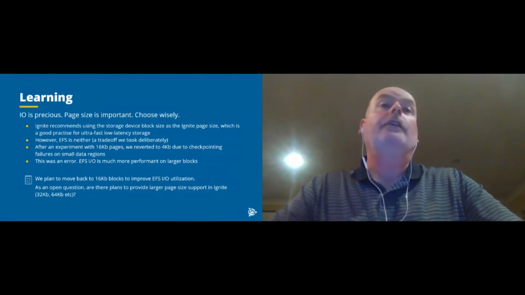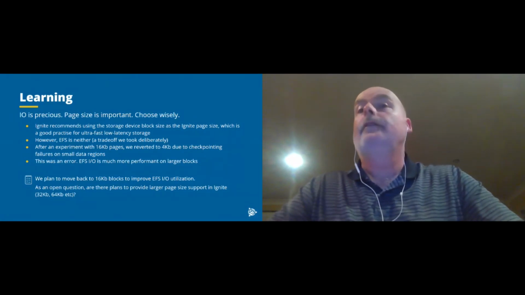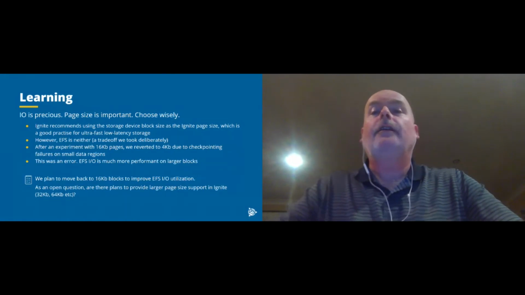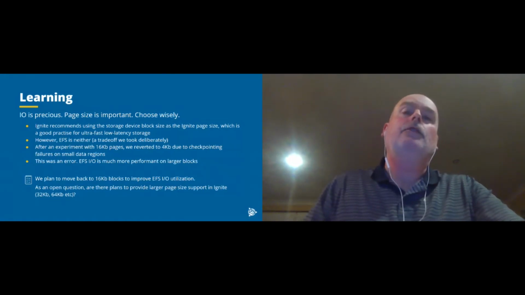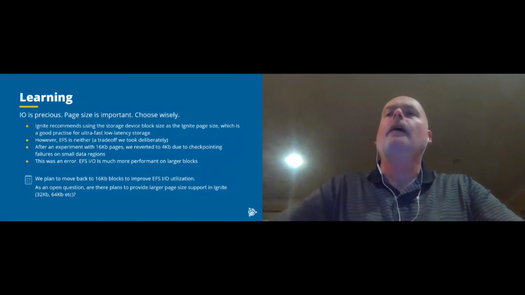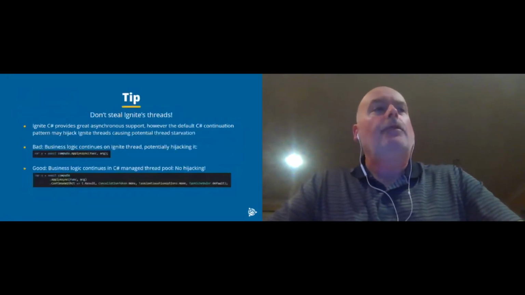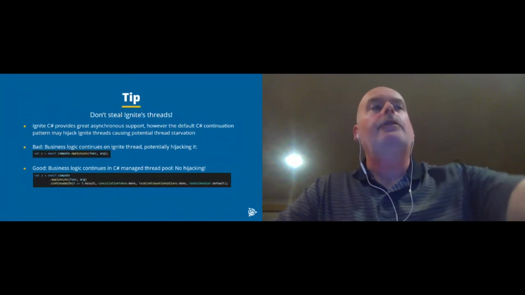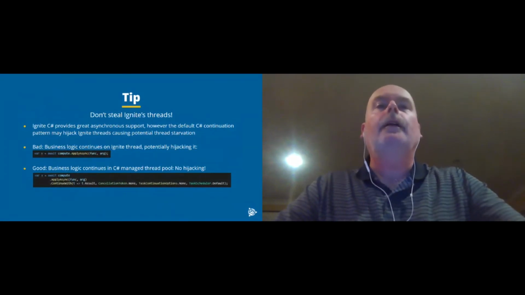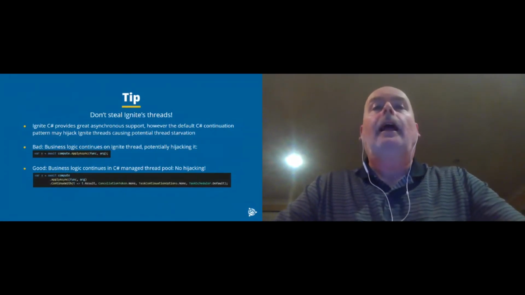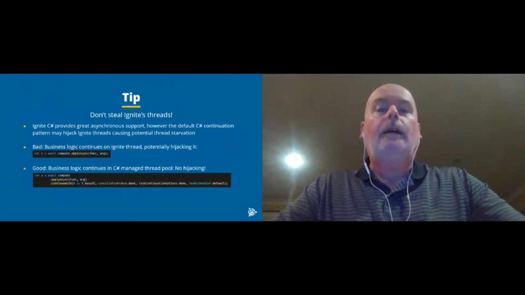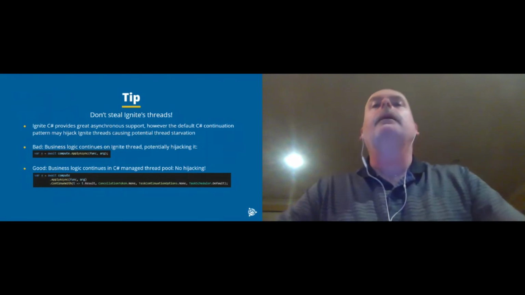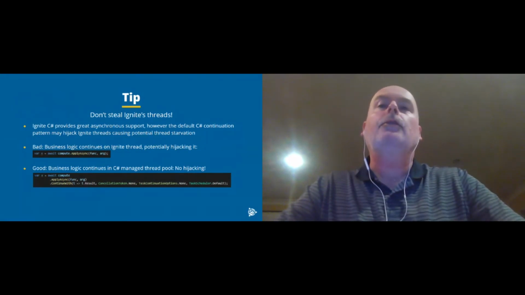As an open question, it would be interesting to know if there are possibilities to support larger page sizes in Ignite for those more latent storage layers. And a final tip: don't steal Ignite's threads. This is actually really easy to do in asynchronous programming, at least in .NET. And it's centered around the way continuation logic is handled after an asynchronous Ignite API is called.